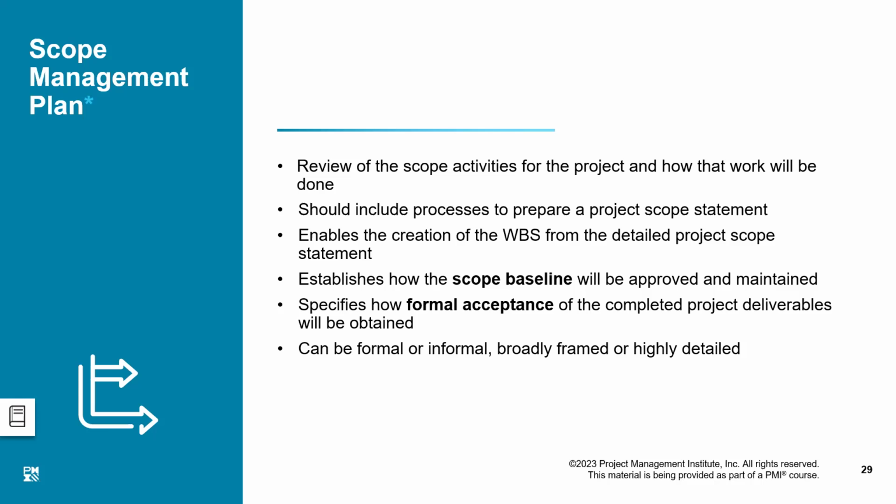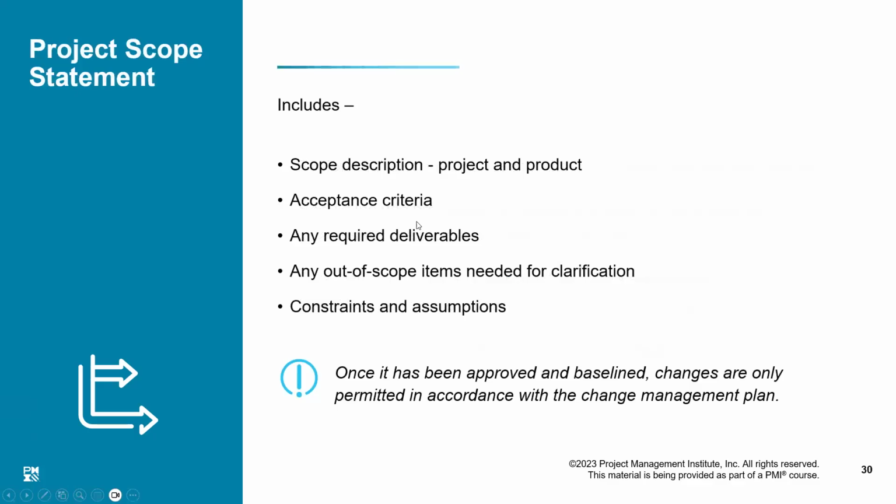Now, the scope management plan is a document which could be formal or informal, which could be broadly framed or some other way. Okay. So, in the project scope statement, we have the scope description, we have the acceptance criteria, any required documents and deliverables, any of the scope items needed for clarification, and ultimately constraints and assumptions. That must be clarified.